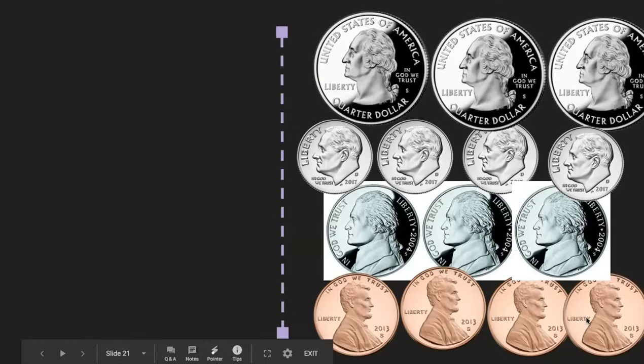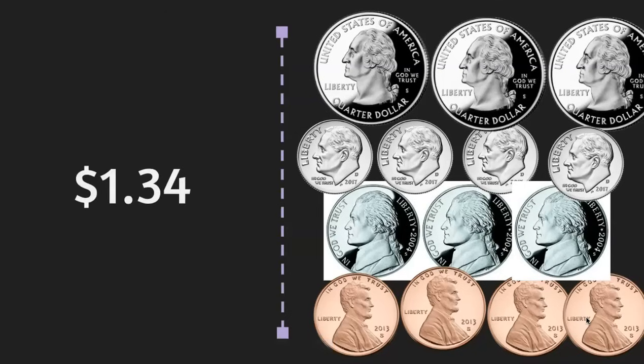So my total would be $1.34. So notice the cents goes after the decimal point. So here we have 34 cents. Good work. Now we're going to do some together.